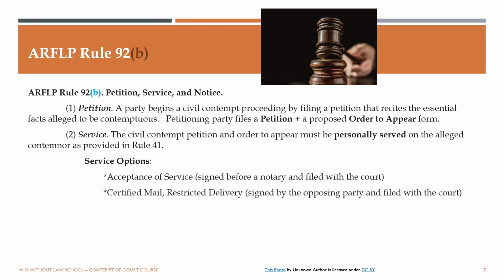Another option is certified mail restricted delivery. So you would take a copy of the petition and a copy of the order to appear, mail it to the opposing party, certified mail restricted delivery. And then if you get the green card back and it's signed by the opposing party, then you would file an affidavit of service by certified mail or something similar to that effect. And you would include a copy of the green card, your receipt from the mailing, and you'd file that with the court as proof of service. The third option is to hire a process server.